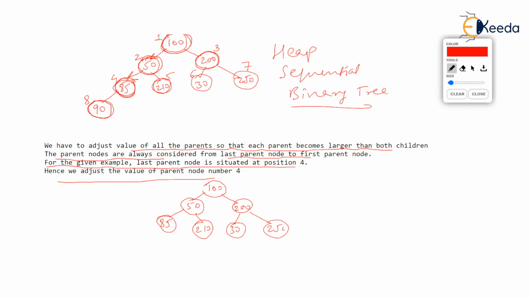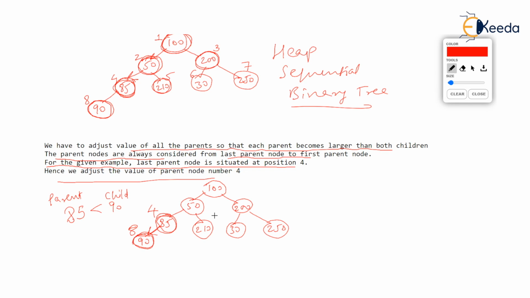Now then, what are we doing? We are adjusting the value of the fourth parent. This fourth parent should become larger than its child, the eighth node. Parent should be greater than its child. Who is the child of 85? Come on, 90. And we observe that 85, the value of this parent, is less than the child value. But parent must be greater than child.